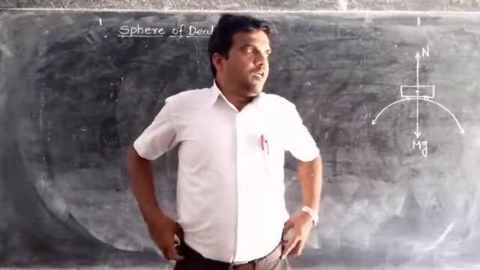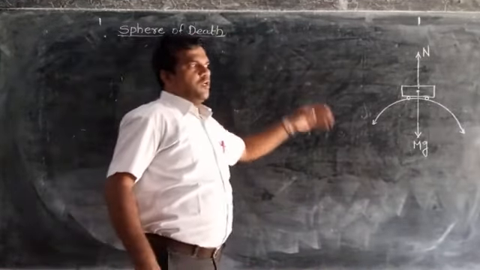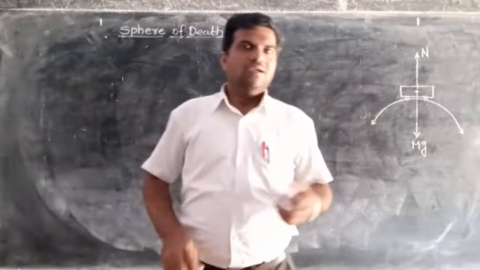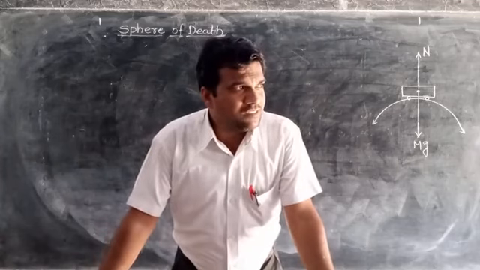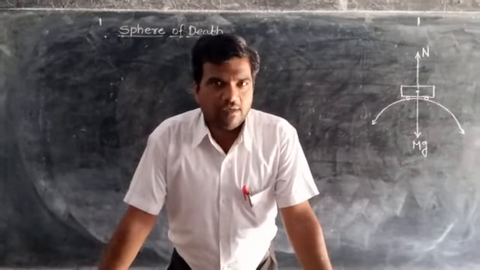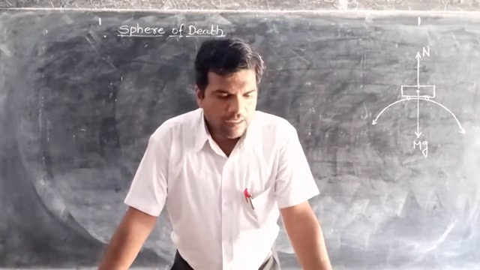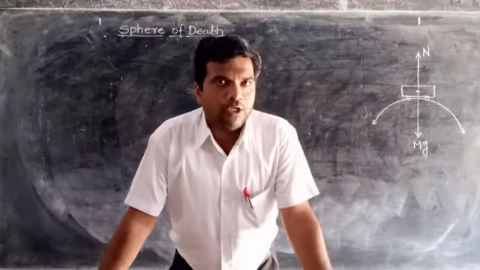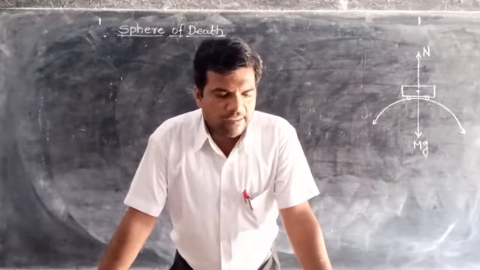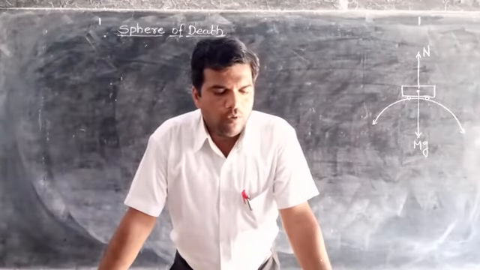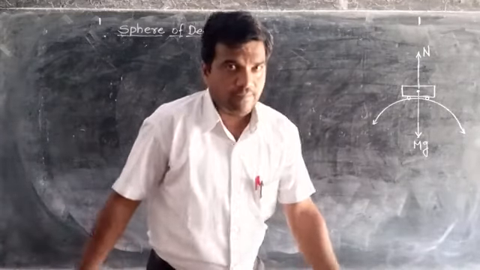Now we see the sphere of death. This sphere of death mainly we see in circus. This is an application of vertical circular motion also, and it is a popular show in circus. In this sphere of death, vehicles undergo rounds inside a vertical circle or hollow sphere.